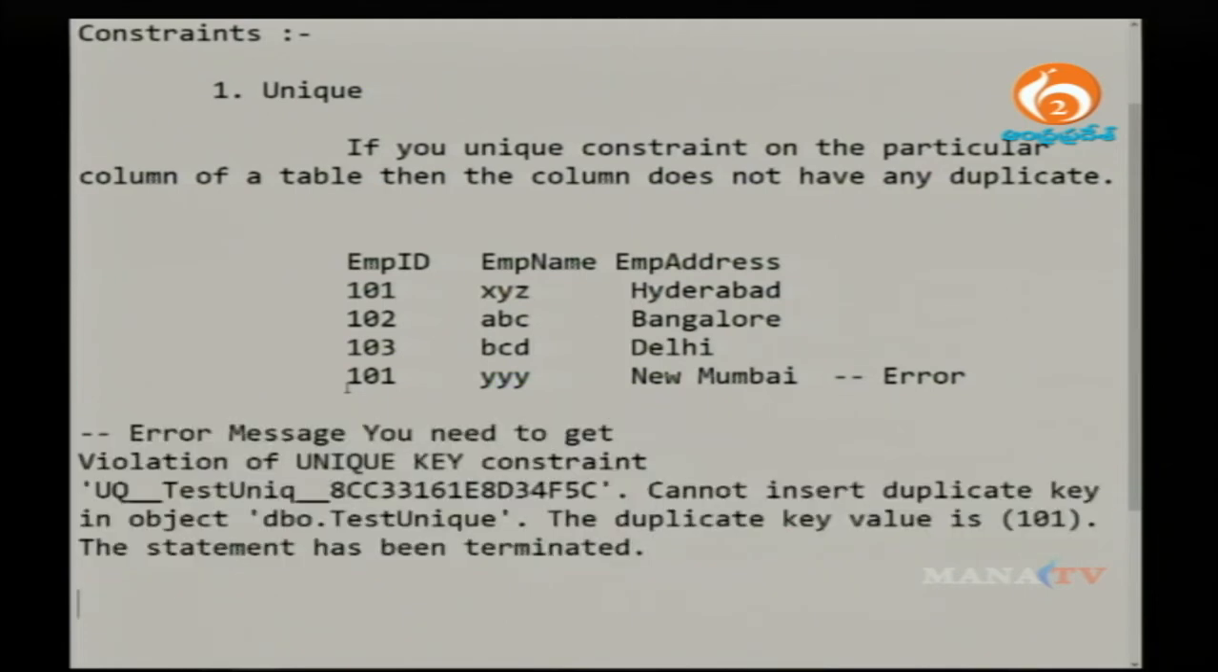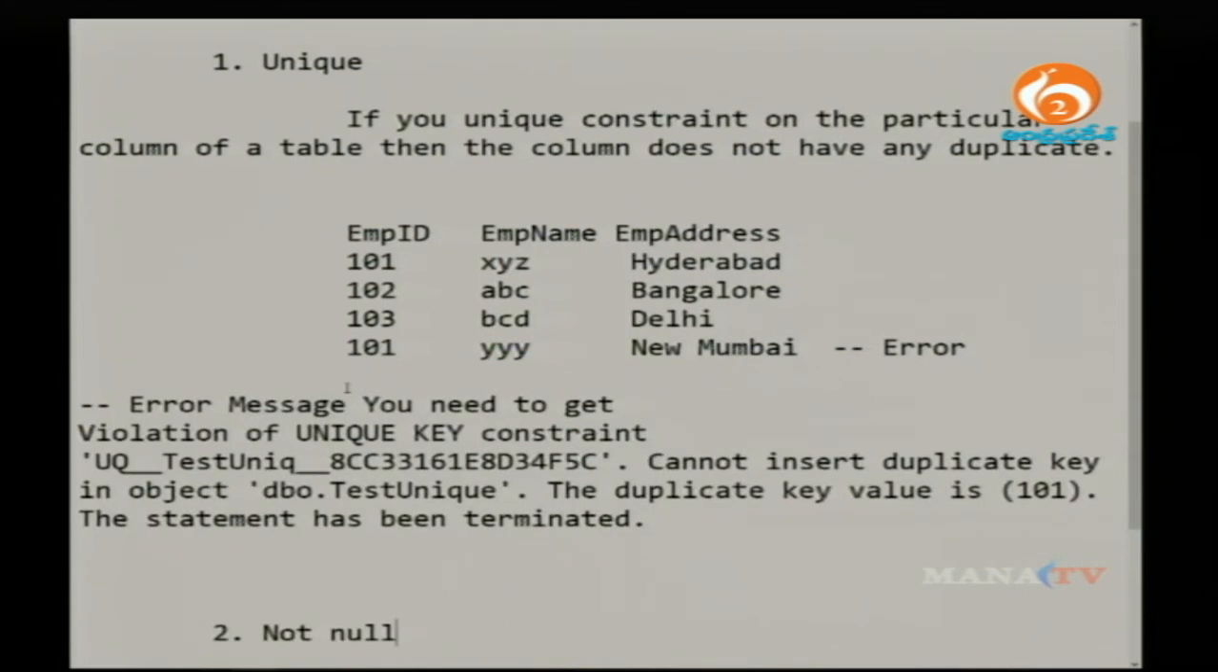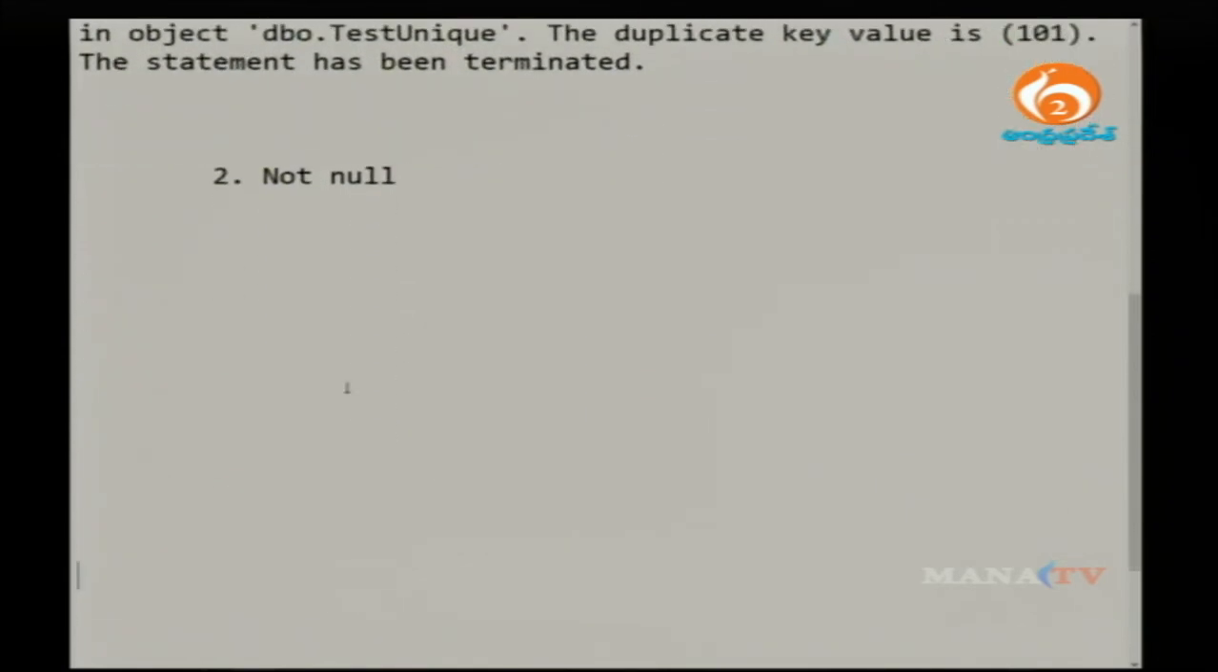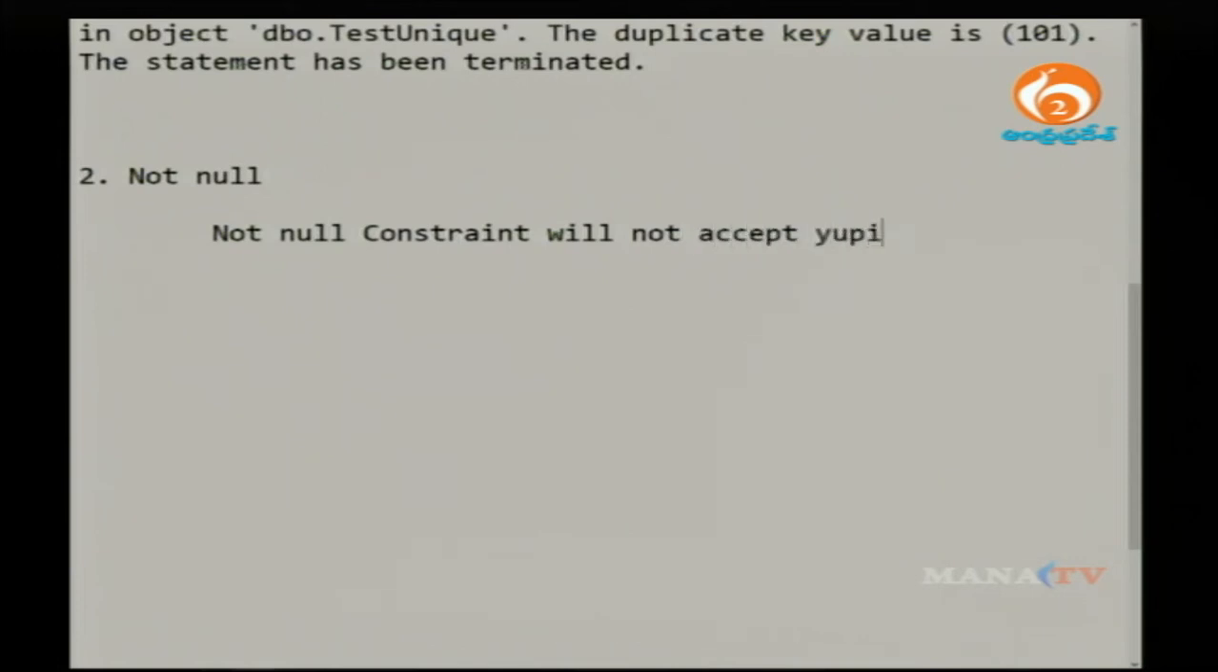Okay, once that is completed, let me shift to one more constraint here. What is the second constraint we have? It is something called not null. The name itself is suggesting it. Not null. What is the meaning of not null? The not null constraint will not accept you to insert null values, explicit null values, into this particular table.